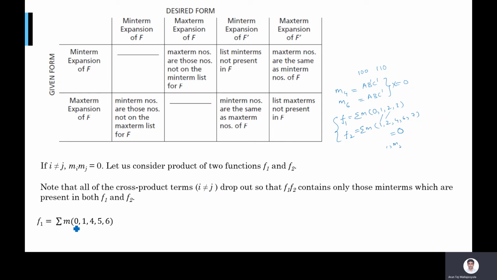Okay, so here is another example. If my f1 is equal to the sum of minterms 0, 1, 4, 5, 6, and f2 is equal to the sum of minterms 0, 2, 4, 5, 7, then the product f1 f2 will be the sum of minterms 0, 4, and 5. 0 is common, and these are the only ones common. So I can get the product of two functions very easily.